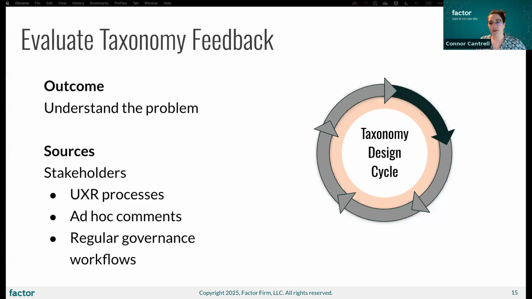In this phase, you need to understand not only the user problem, but also the business problem, which may not necessarily be the same thing. It's up to the taxonomists to synthesize all the information from stakeholders about what's going on with their taxonomy usage, which may be received through a UX research process, regular governance workflows, or even ad hoc comments.